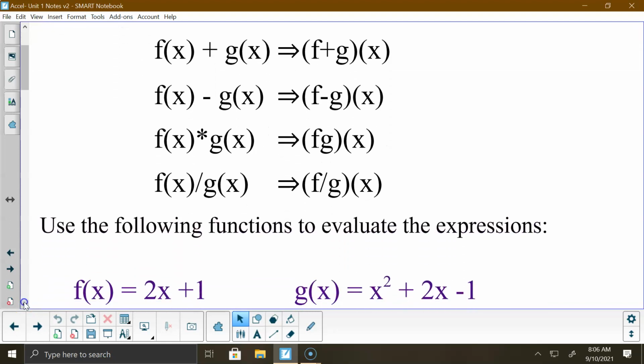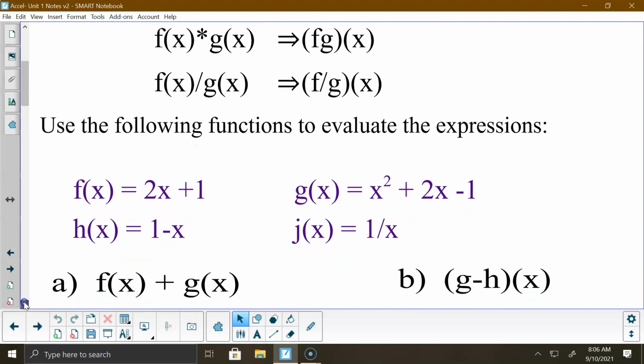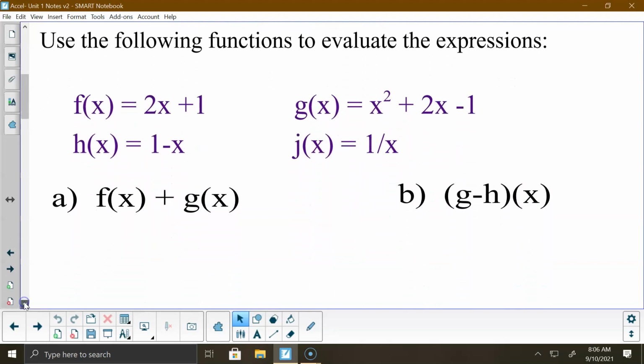All right, so we are going to be working with these 4 functions quite a bit. I would write them down, because we're going to do 6 or 7 problems with these 4 functions. So you're going to want to have them written somewhere where you can see them.